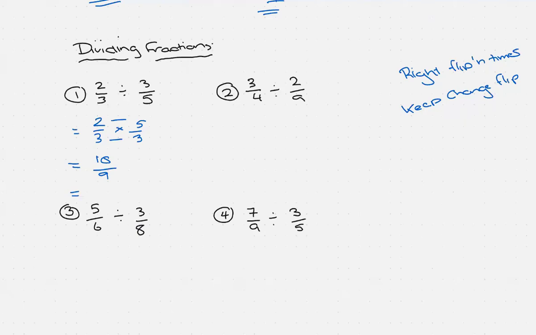Pause the video and try the next one for me. Okay, same idea for it. We're going to put the first fraction down, change the sign, flip the fraction over, and do exactly the same as we did for times. Times along the top, times along the bottom. And then we're going to make it a mixed number. 8 goes into 27 three times, remainder 3. Pen had a wee moment there.